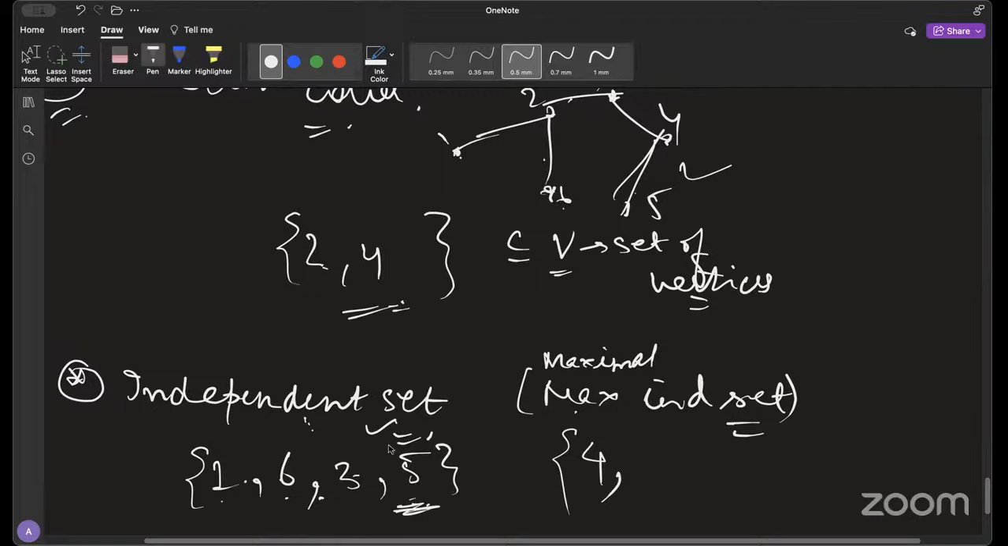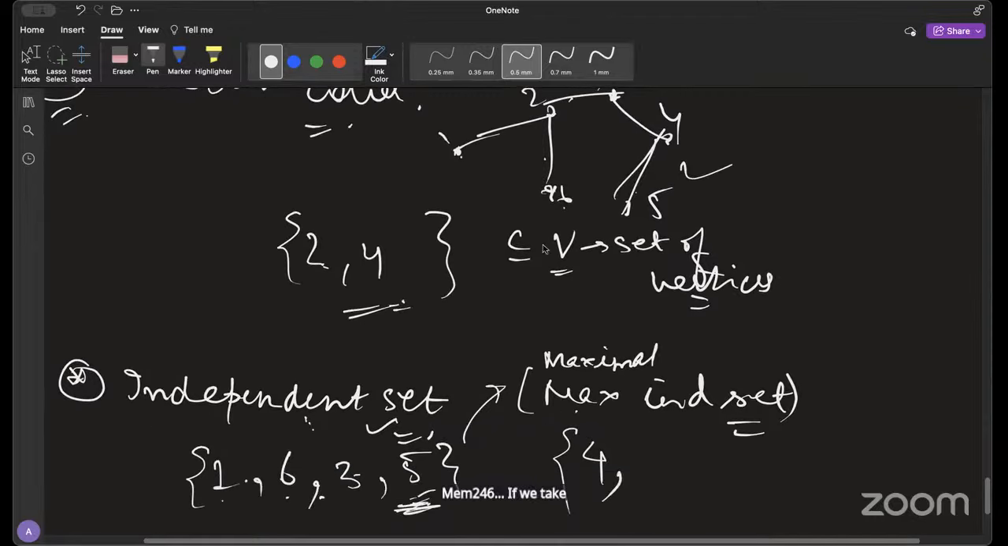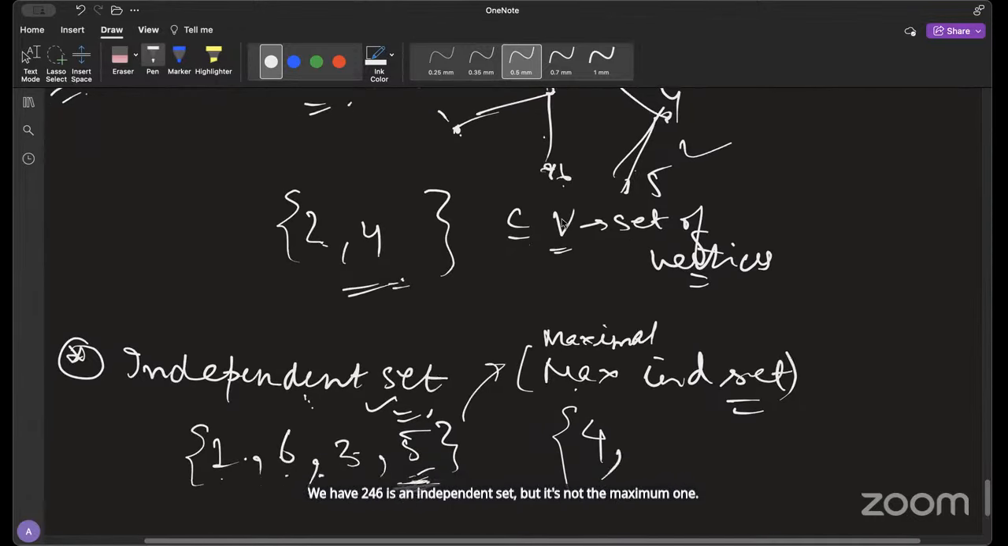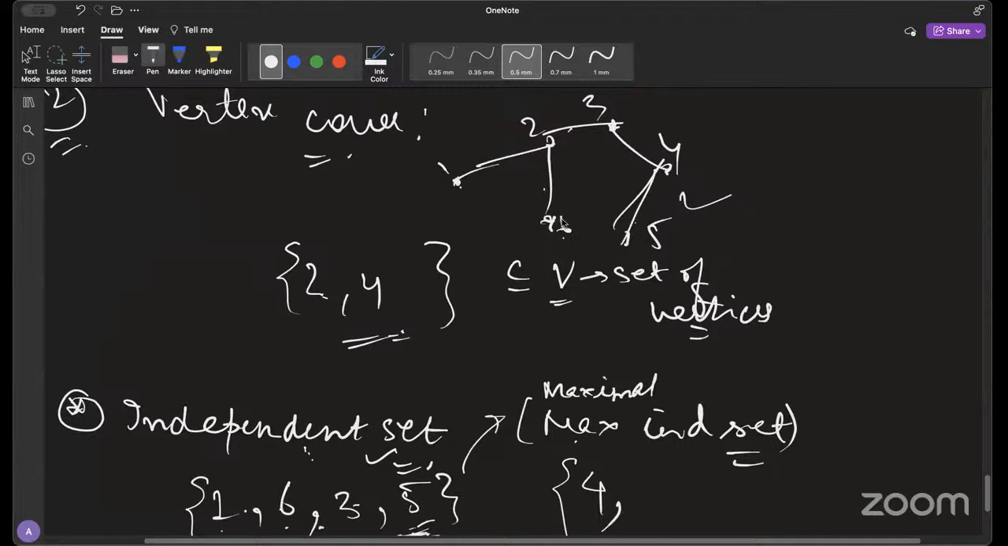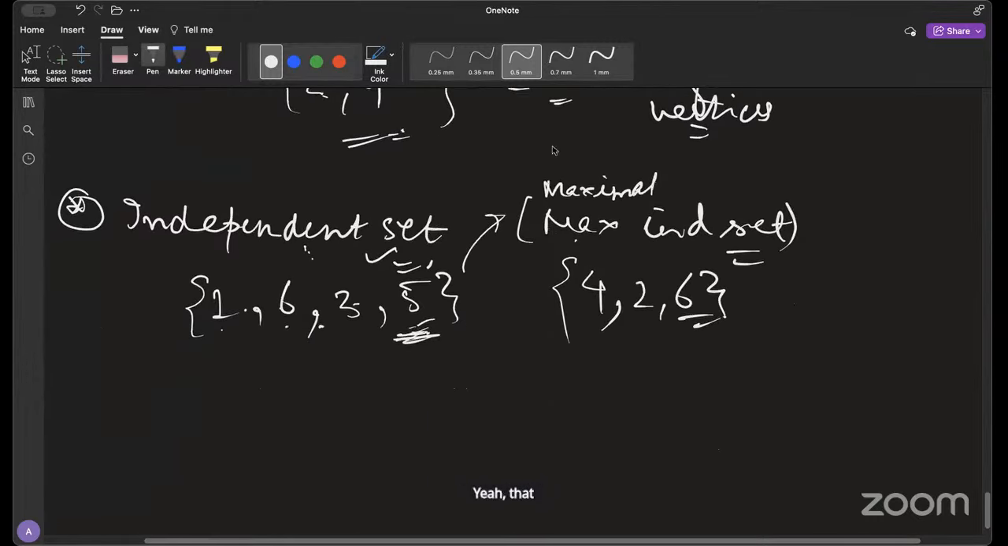This is the maximal independent set. That's why it turns out to be like this. Ma'am, if we take 2, 4, 6, it is also an independent set, no? Yeah, 2, 4, 6 is an independent set, but it's not the maximal one. Oh, 2, 4, and 6, too? Yeah, it's also maximal in the sense that you can't include any other vertex. Yeah, that's fine too. So both are maximal independent sets, ma'am. Yeah.